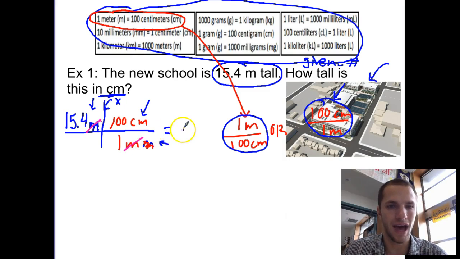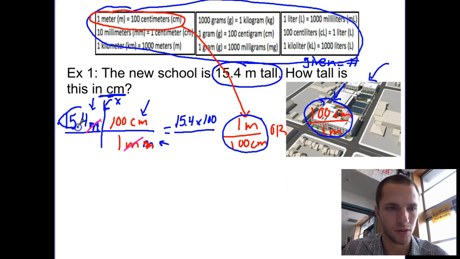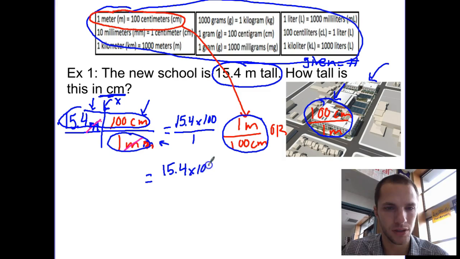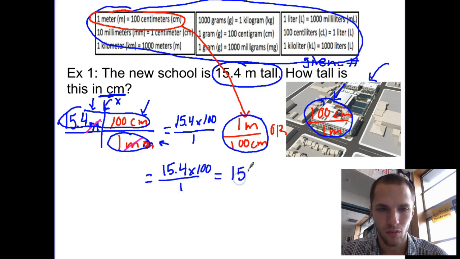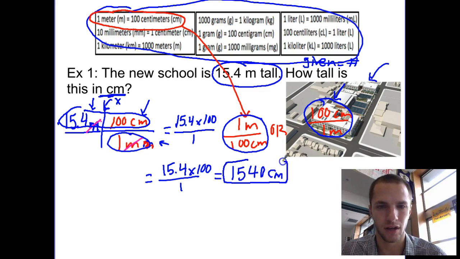So now to actually do the math, I write 15.4 times 100. I take everything across the top and multiply it together, and divide it by everything across the bottom, which is just 1. So 15.4 times 100 over 1, that's the same thing as 115,440. Okay? Units, centimeters. There is my final answer.